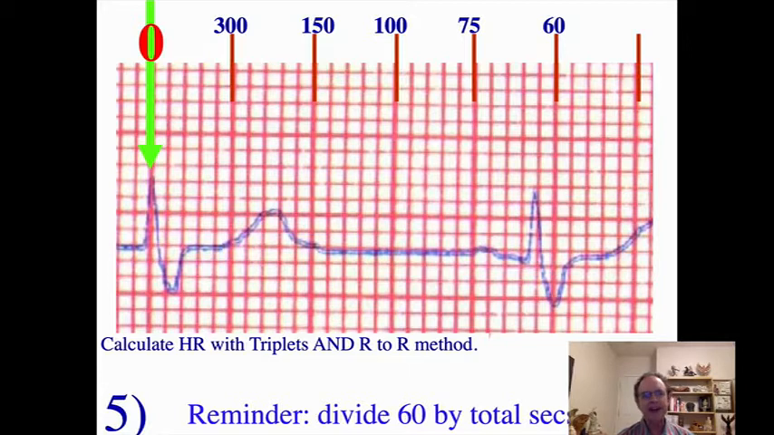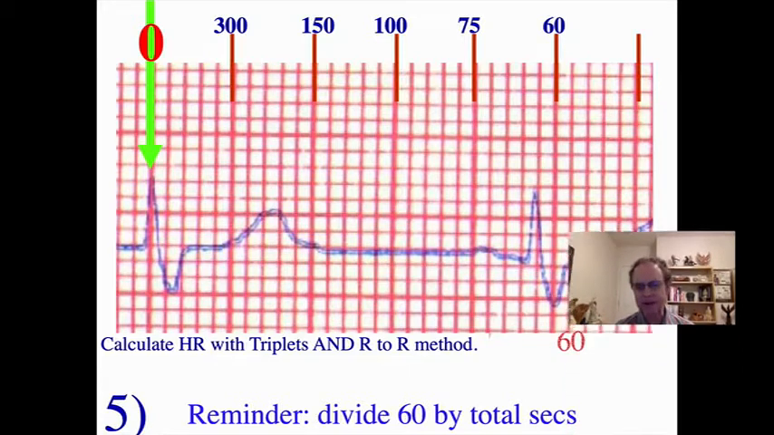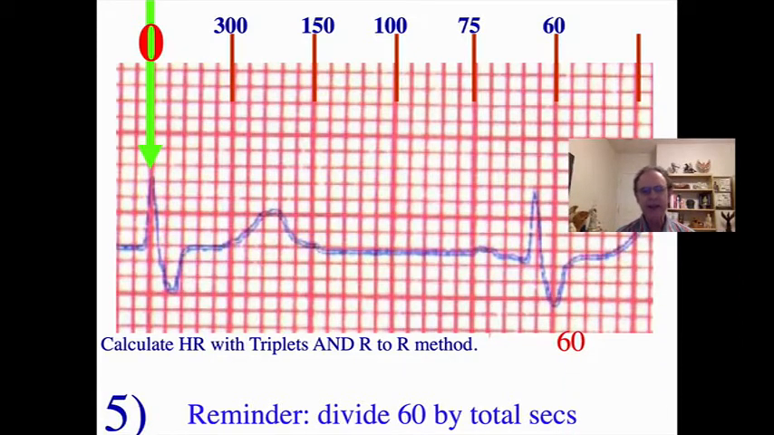Now, let's go ahead and calculate the R to R. Put in the numerator 60. And let's go for it. Remember, there's 5 small boxes in a large box. So here's 5, 10, 15, 20, 21, 22, 23. That looks right on the line. 24 small boxes. So 24 times 0.04 seconds equals 0.96 seconds.